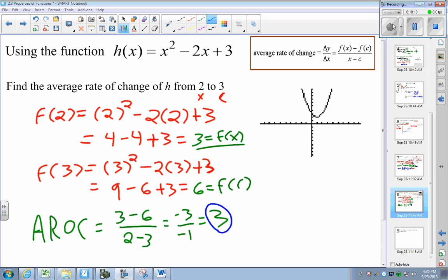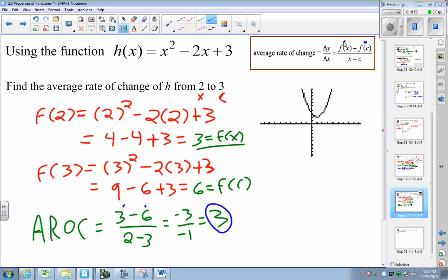All right, so this is what I ended up getting. To solve for f of x, I put 2 in for x, and I got f of x is equal to 3, and to solve for f of c, I ended up putting 3 in for all my x's, and got f of c is equal to 6. Now for the average rate of change, I plugged in my f of x, my f of c down here, and solved that way. And I ended up getting my slope to be 3.